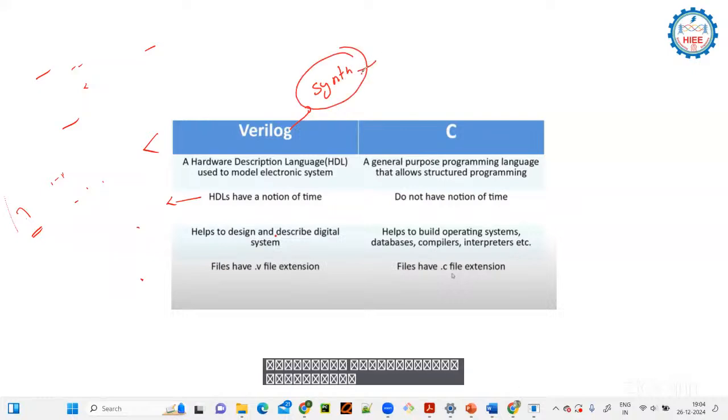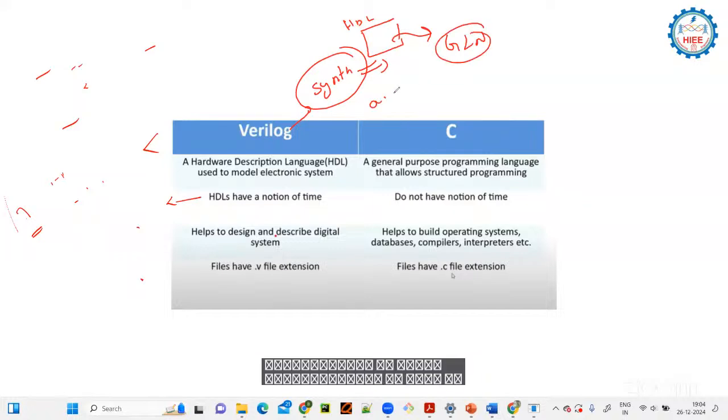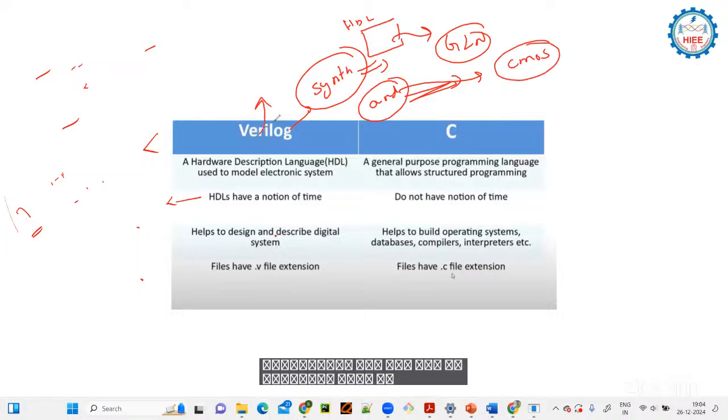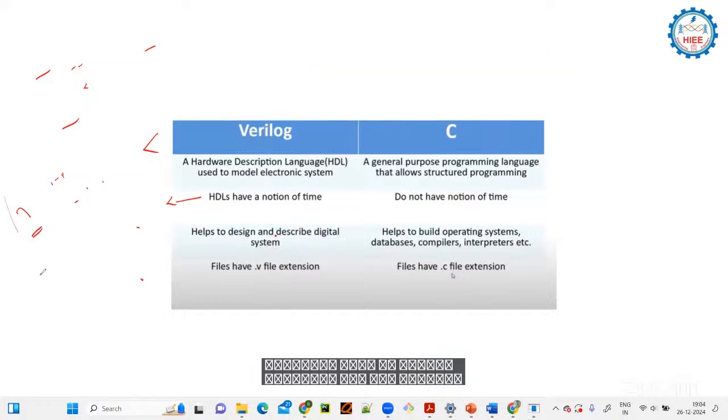What is synthesis? Synthesis is nothing but whatever HDL code you have written will eventually be converted to its equivalent gate level netlist. We saw yesterday that we wrote code for an AND gate. So after synthesis, what happens? Whatever code you have written will be converted into its equivalent CMOS transistors. That is the beauty of the HDL language: it can be synthesized.